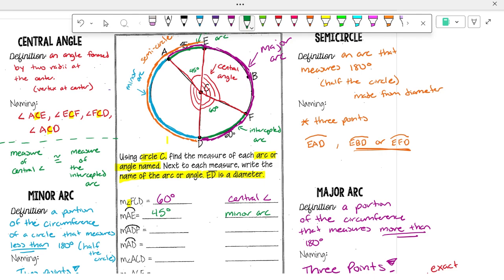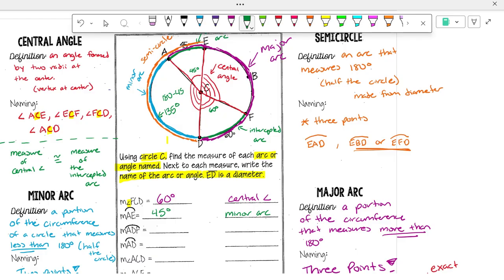Right. If you notice, AD is part of the semicircle EAD, and we already got a piece of that semicircle to be 45. So if I subtract 45 from 180 degrees, that'll give me 135 degrees, which is the measure of this minor arc.